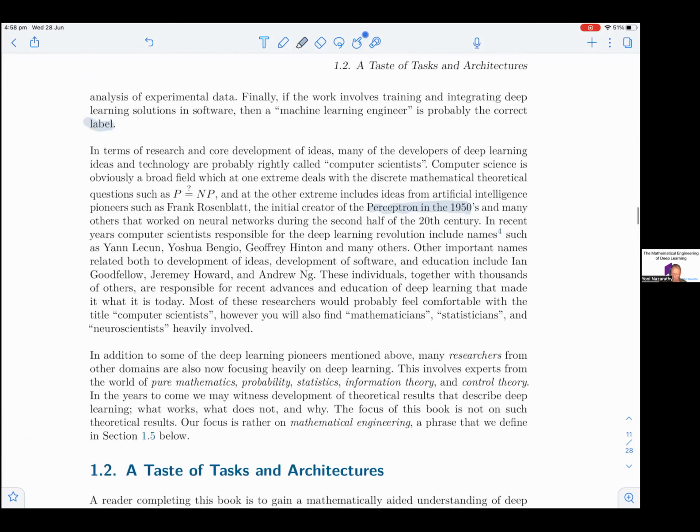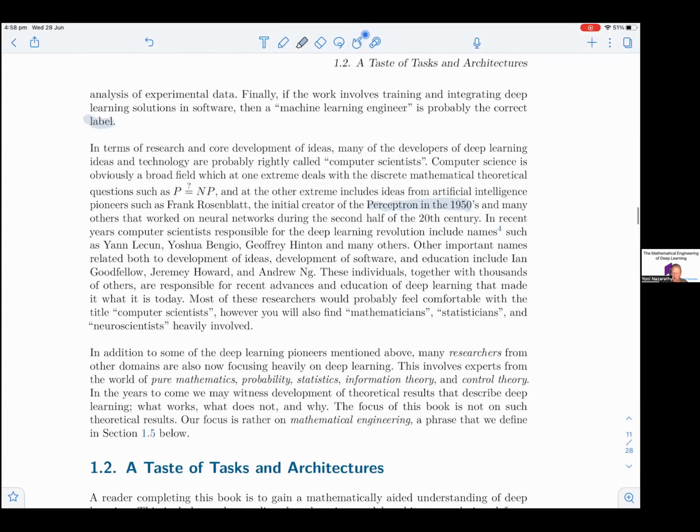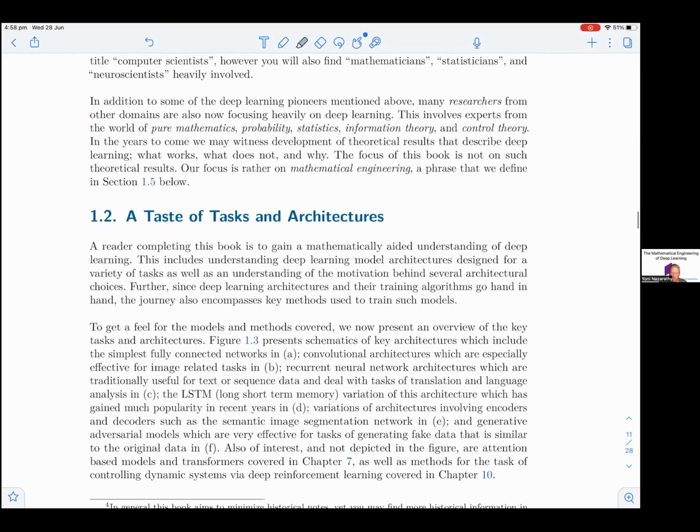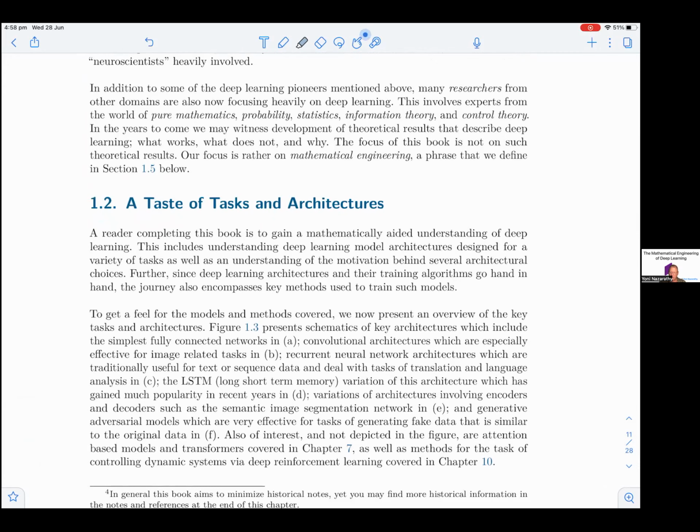In addition to some of the deep learning pioneers mentioned above, many researchers from other domains are also now focusing heavily on deep learning. This involves experts from the world of pure mathematics, probability, statistics, information theory, and control theory. In the years to come, we may witness development of theoretical results that describe deep learning, what works, what does not, and why. The focus of this book is not on such theoretical results. Our focus is rather on mathematical engineering, a phrase that we define in section 1.5 below.